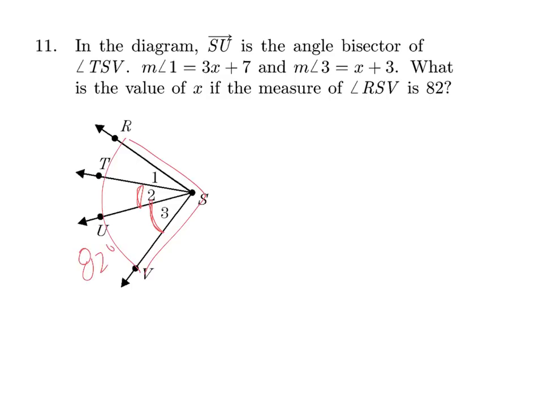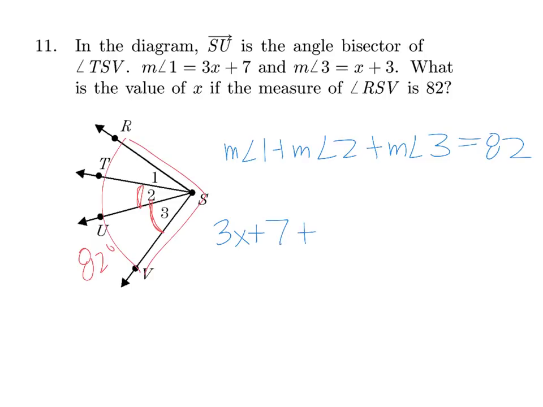Okay, well, I know that measure angle 1 plus measure angle 2 plus measurement of angle 3 is equal to 82. All right, measurement of angle 1 is 3x plus 7. Measurement of angle 2 and measurement of angle 3 is the same because they are congruent. All right, so that's going to be x plus 3 plus x plus 3.